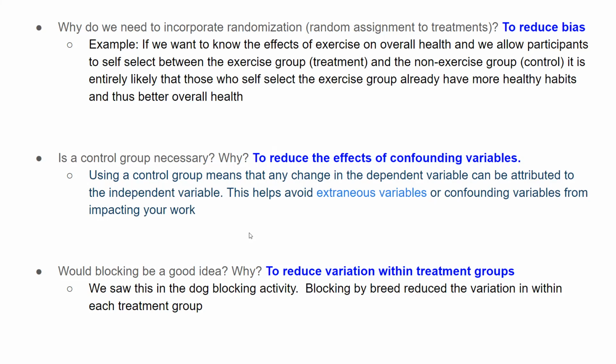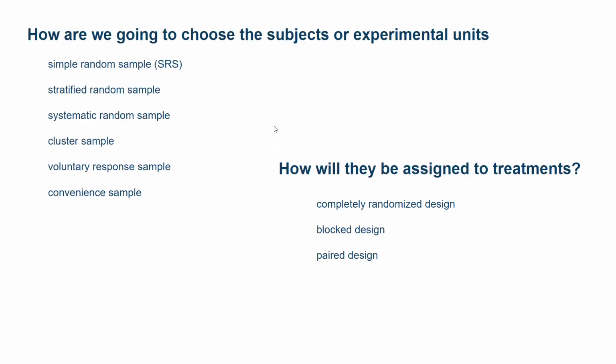All right. So you can see that we've got a lot of vocabulary here. So first we have to decide how we're going to choose the subjects or the experimental units, and then we have to decide how they're going to be assigned to treatments. So some of the ways that we choose our subjects, simple random sample is the most common. We see that as SRS on some of the problems in our textbook, and also you may see that on the AP exam. That just means that every possible group of a particular size is equally likely.